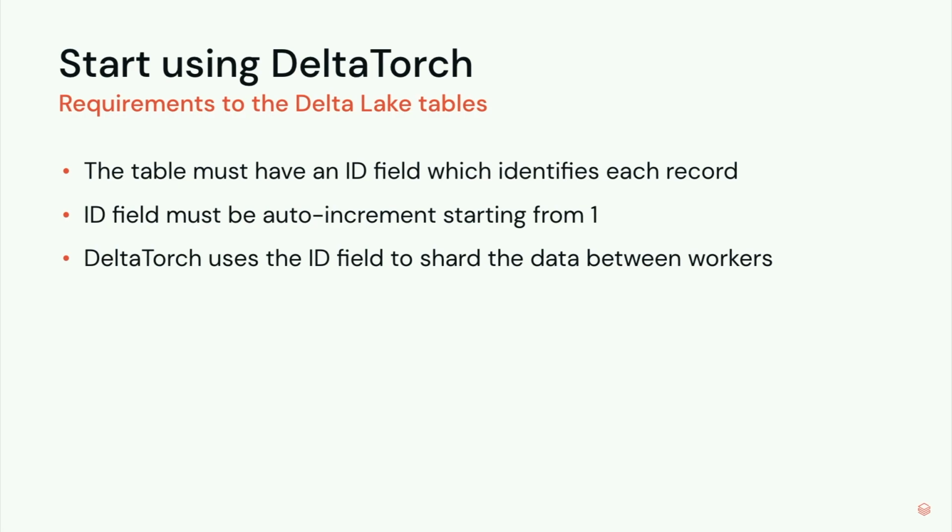There are a couple of requirements. Our Delta table, which we're going to use for training, must have an ID field, just an auto-increment identity column, which we are using for sharding the data. But it's quite easy to calculate that using Spark.